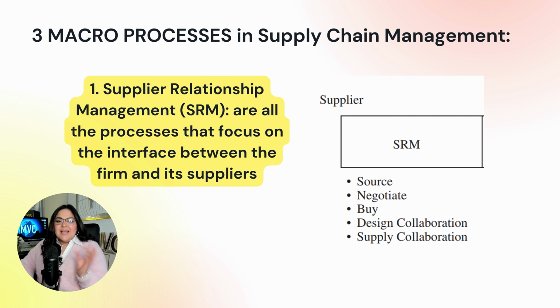SRM are all the processes that focus on the interface between the firm, or the company, and its suppliers. The SRM macro processes aim to arrange for and to manage supply sources for the various goods and services that the company needs. The SRM processes include the evaluation and selection of suppliers, negotiation of supply terms, and communication regarding new products and orders with suppliers.